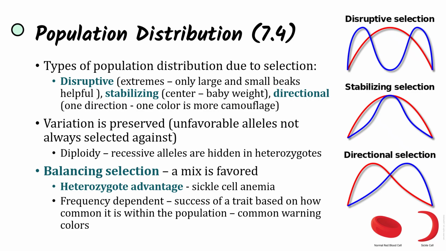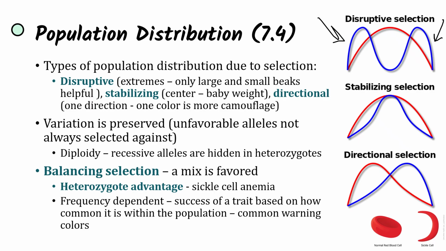Now we're going to be looking at populations as a whole. We'll be looking at population ecology, and that's going to start through population distribution. And so we have types of population distribution due to selection. There can be disruptive selection, where the extreme traits are selected for. Maybe in a population of birds, only having large and small beaks allows them to survive, and so those are going to be the traits that are selected for.